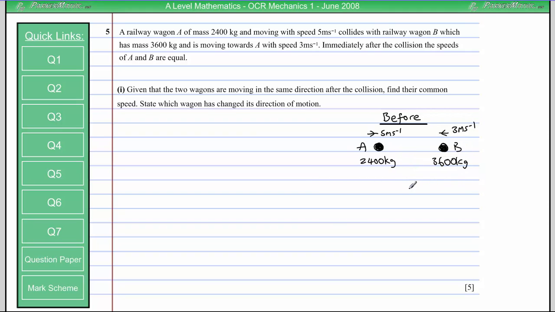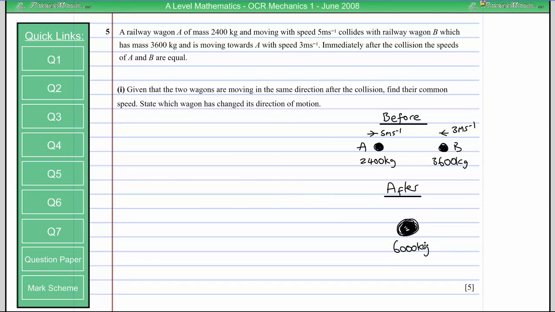So we know all the information for the before situation. After the collision, the speeds of A and B are equal, and in this part in particular they're moving in the same direction, and if they've got equal speed in the same direction, we can consider them to be just one big particle. So the mass of this particle will be the sum of the two original masses, which in this case will be 6,000 kilograms.